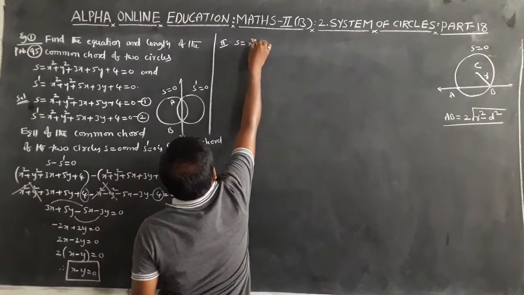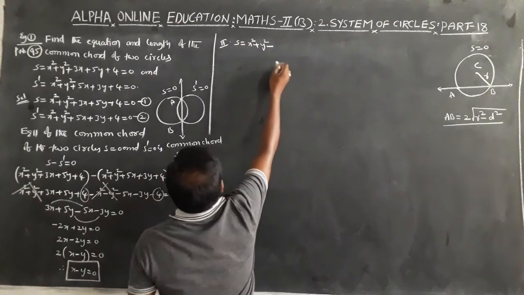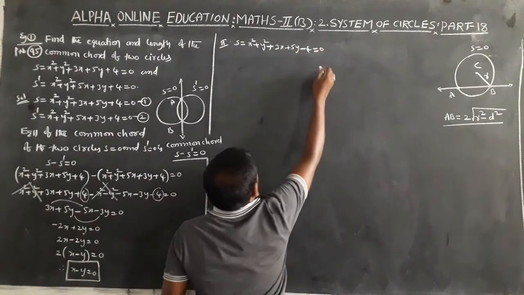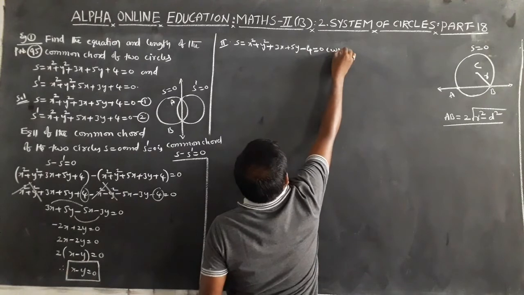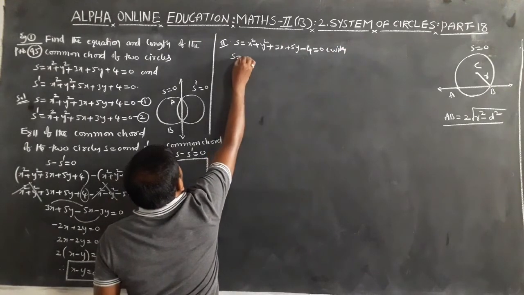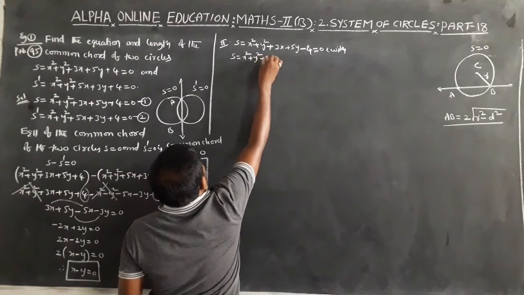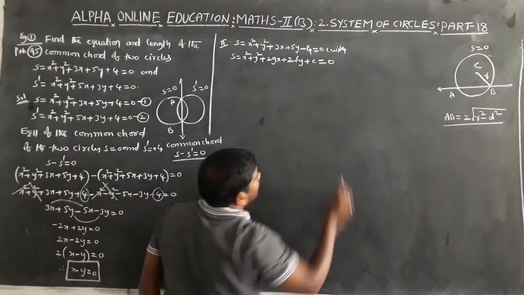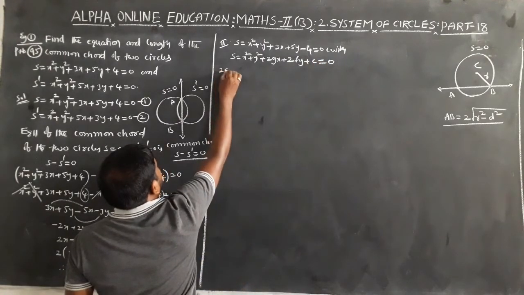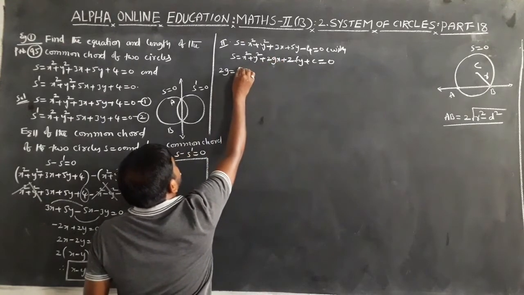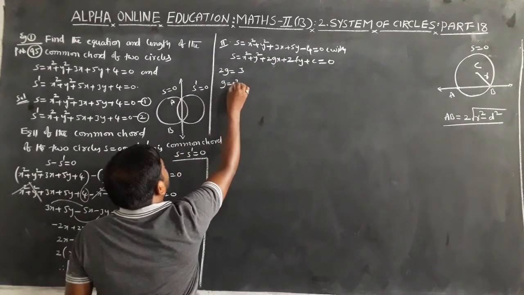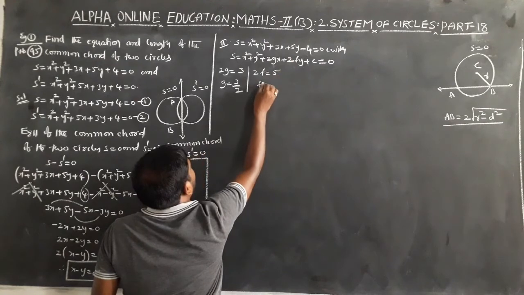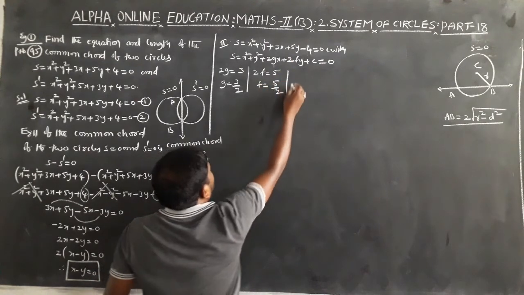Equation of the circle S is equal to x square plus y square plus 3x plus 5y plus 4 is equal to 0. Comparing with general equation, S is equal to x square plus y square plus 2gx plus 2fy plus c is equal to 0. Here x coefficient 2g is equal to 3, g is equal to 3 by 2. Y coefficient 2f is equal to 5, f is equal to 5 by 2.